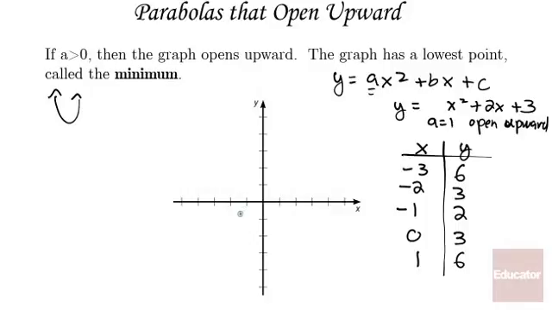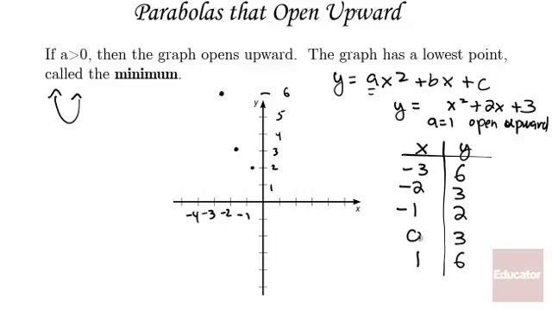So when x is -3, I have to add another point right there. Okay, when x is -3, y is 6. That's my first point. When x is -2, y is 3. When x is -1, y is 2.